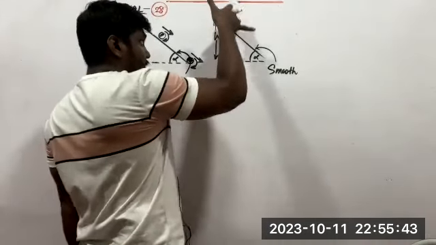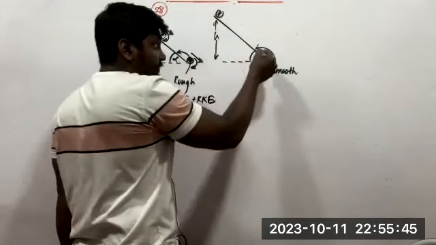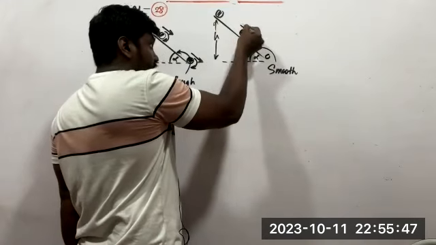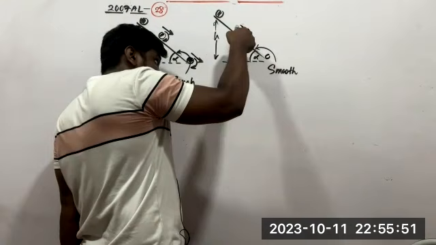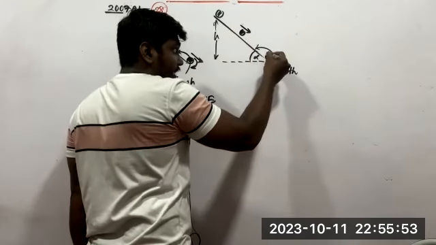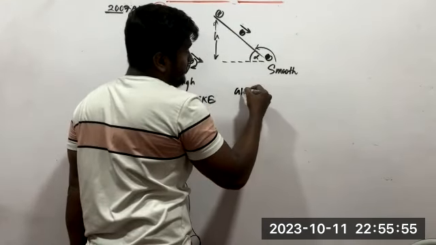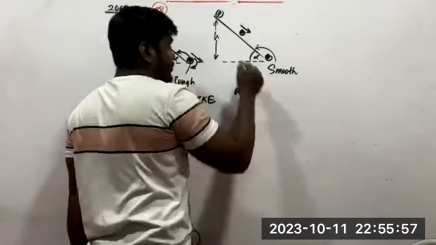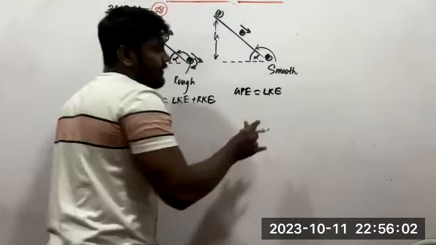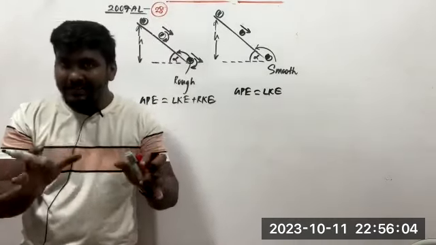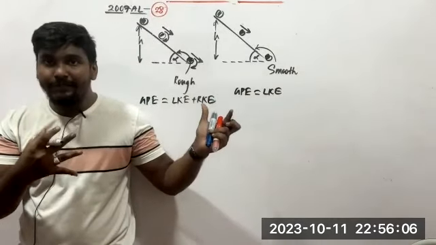When you consider conservation of energy, gravitational energy decreases and linear kinetic energy increases. When the object is down here, the total gravitational potential energy is converted to linear kinetic energy. Then you can clearly understand when you compare these two diagrams.